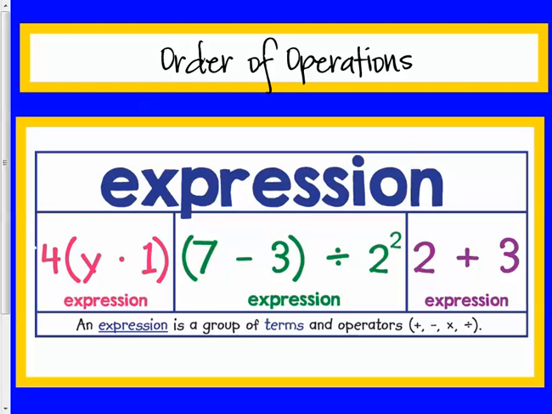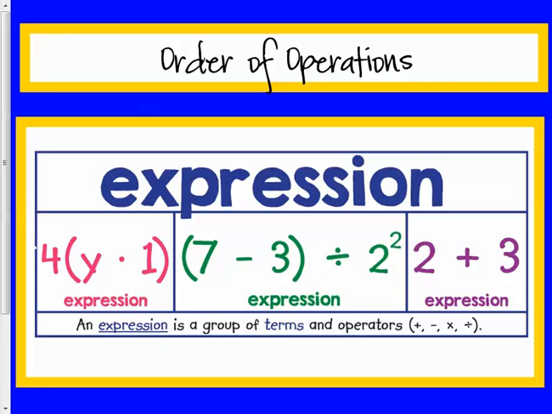Hey guys, today we're talking about order of operations. Let's think back to what an expression is. It's a group of terms and operators or operations, like positive, negative, multiply, and divide. So when we are doing order of operations, we have an expression and we have to figure out what step we do first. So how do we figure that out?